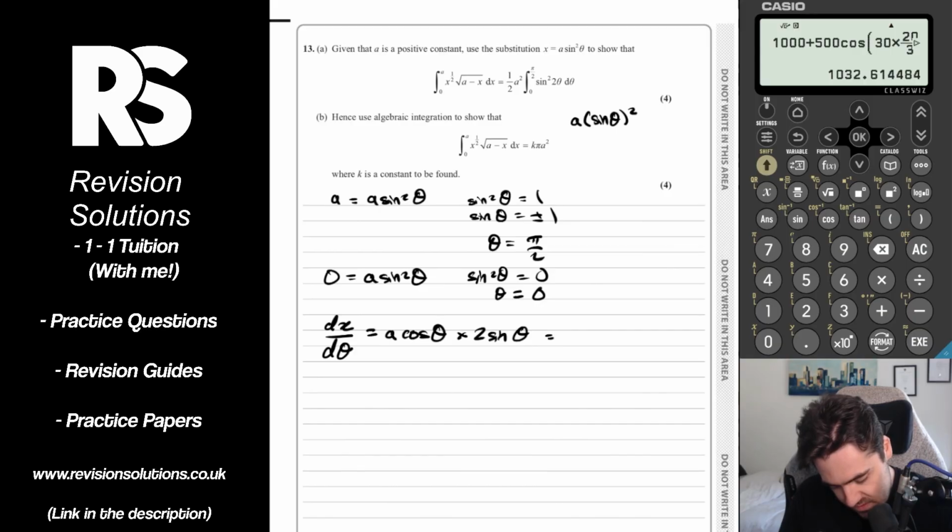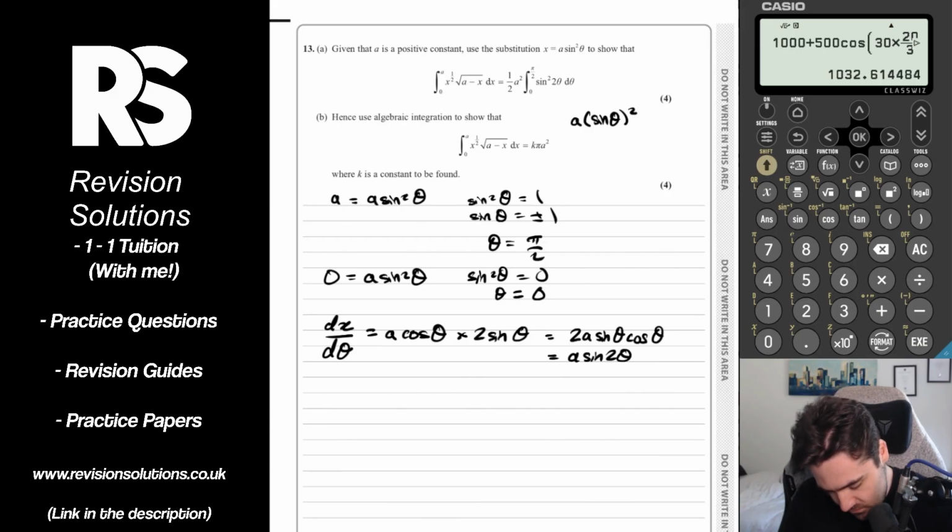So that's 2a sine theta cos theta, which looks promising because if we think about it, sine 2 theta is 2 sine theta cos theta, and sine 2 theta is in our answer. So I think I'll go ahead and just include that. So that's just a times sine 2 theta. Then we just have to sub in for our function now.